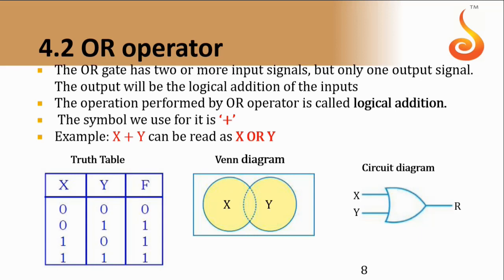For x or y, the truth table is this. You can write x plus y, or put a circle on the plus and write it. With inputs 0 0 the output is 0. Only when everything is 0 will it be 0, otherwise it will be high. If one of them is true, it is high, or true, I can say. The OR operator performs logical addition.